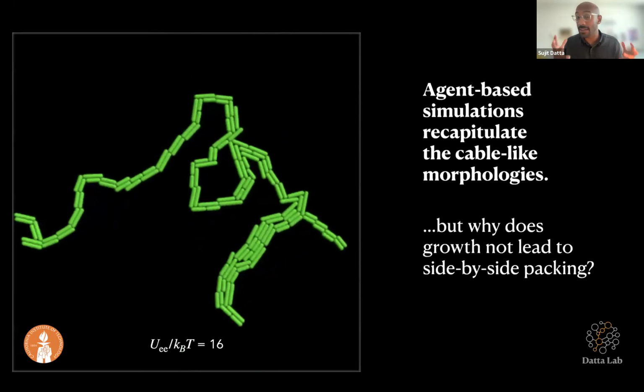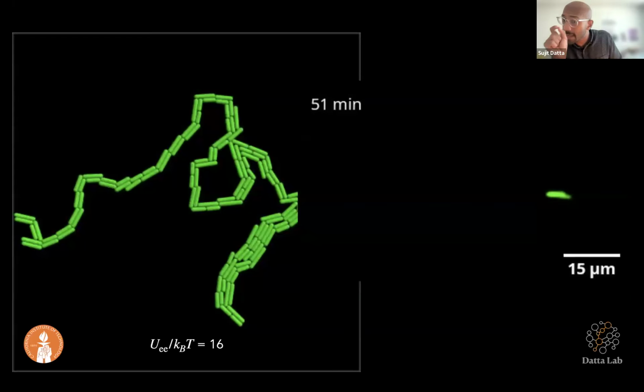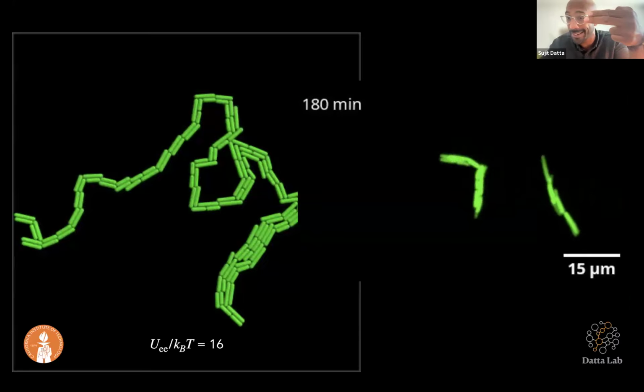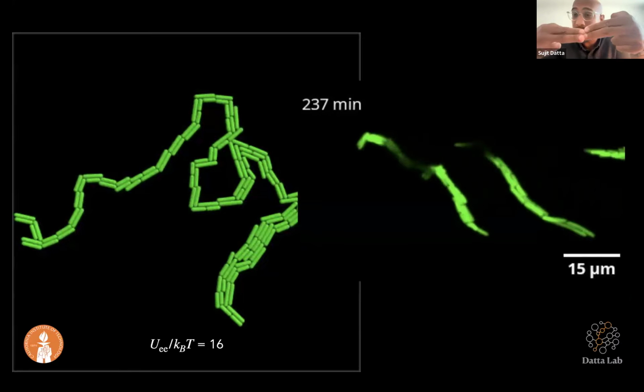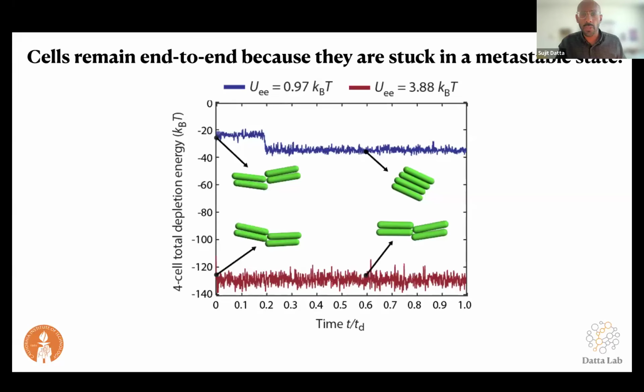This looks exactly like what we see in the experiments, but it still doesn't answer this question of why these cells aren't just stacking side by side. And I should point out that this is exactly what we see in the experiments, where the cells initially stack side by side as a doublet, and then somehow they get stuck in this interdigitated configuration and keep growing end on as cables. So there seems like there's something special about this 4-cell proto cable, as we call it.